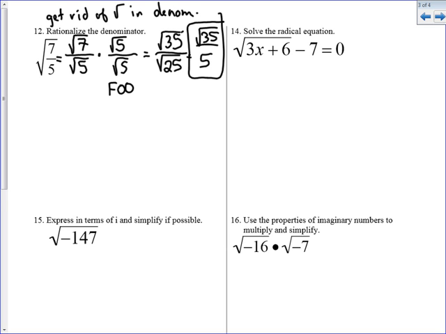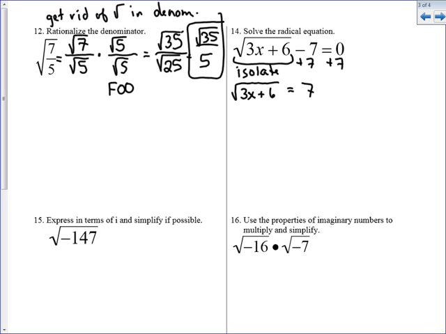And number 14, solve the radical equation. What's the first thing I have to do for my setup here? Isolate. Anything that's with my square root that's not under the square root needs to go over to the other side. So in this case, that's my -7. To move that over, I'm just going to add 7 to both sides. So I'm looking at the square root of 3x plus 6 equals 7.